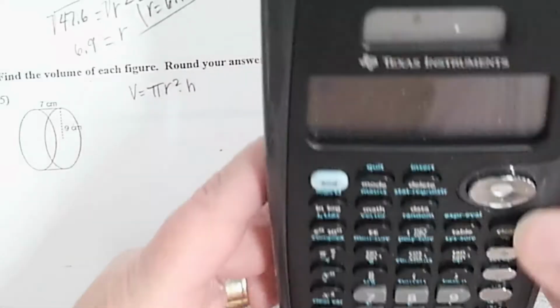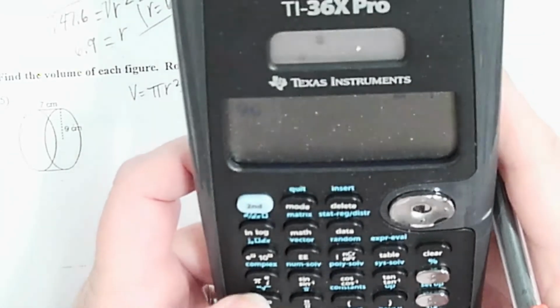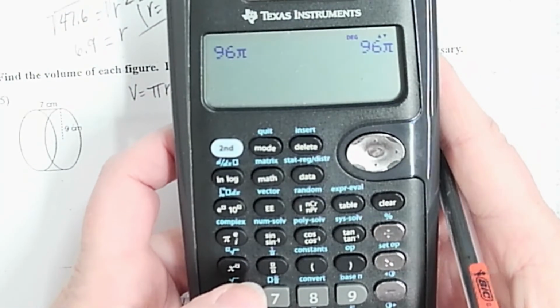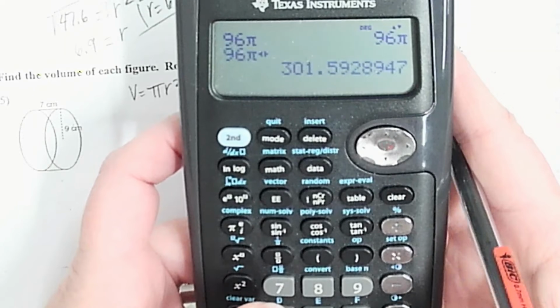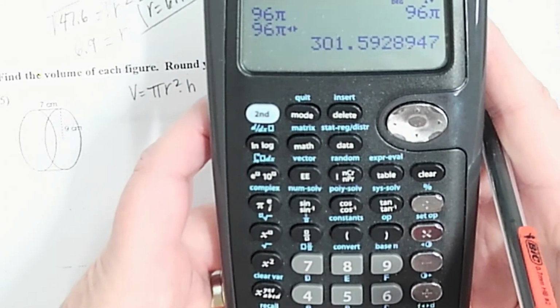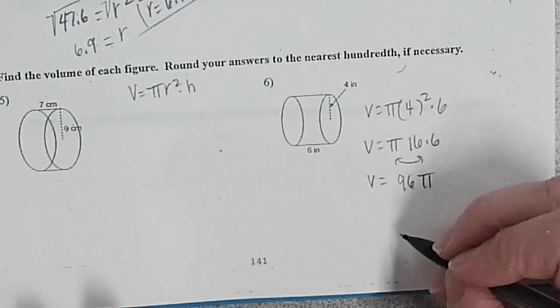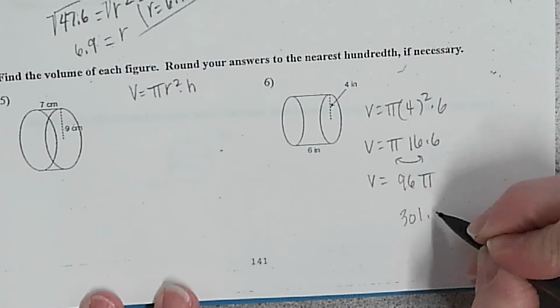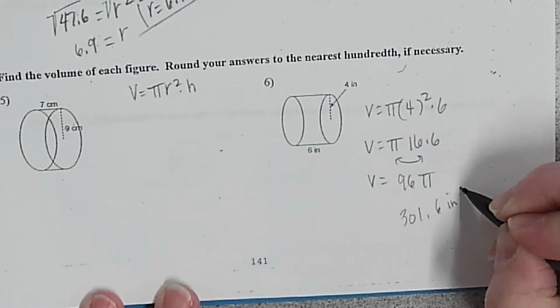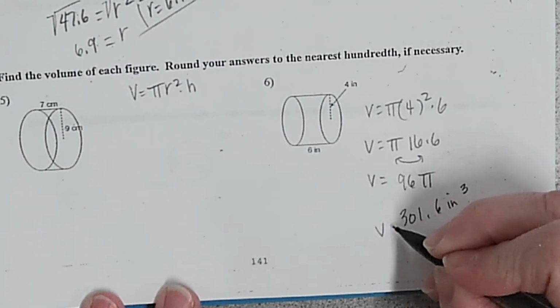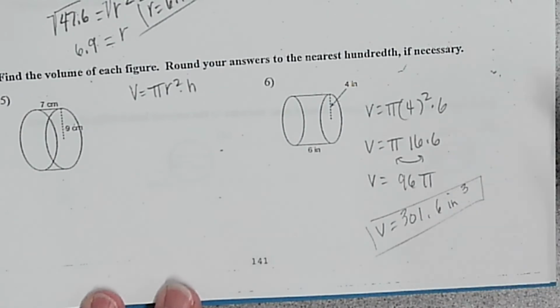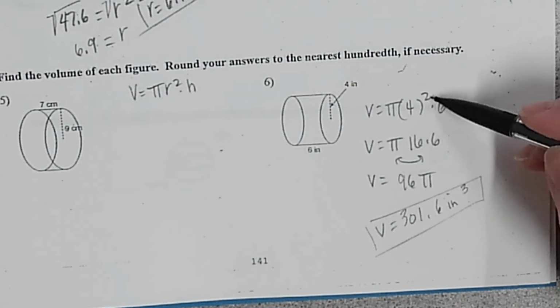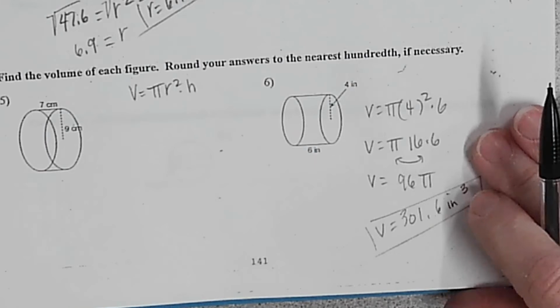96 pi in our calculator is 301.59, so we will say 301.6 inches cubed. It's inches cubed because we are dealing with three dimensions.